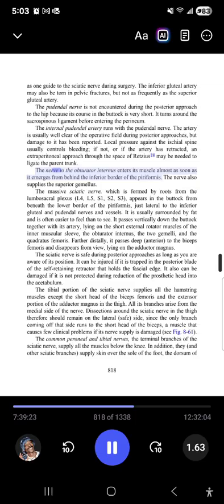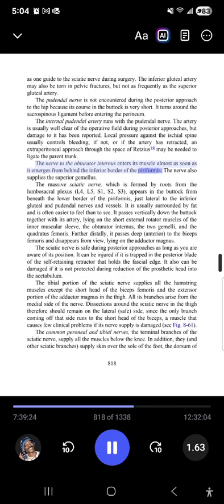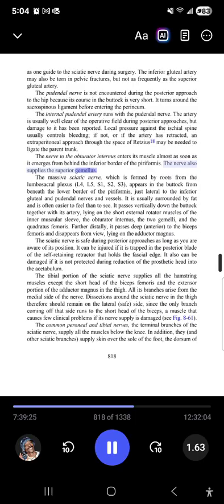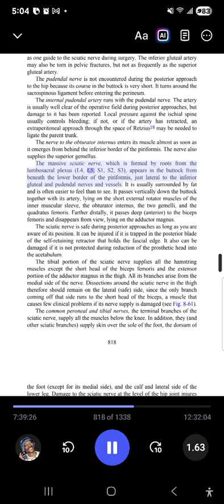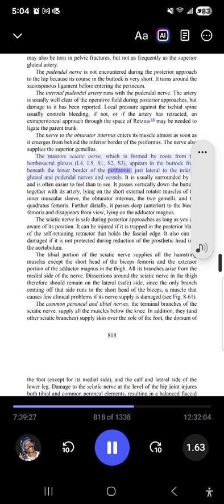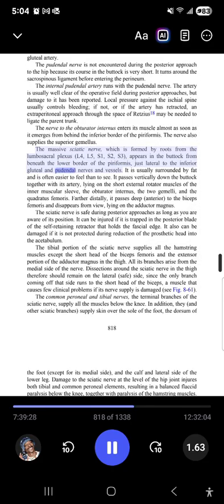The nerve to the obturator internus enters its muscle almost as soon as it emerges from behind the inferior border of the piriformis. The nerve also supplies the superior gemellus. The massive sciatic nerve, which is formed by roots from the lumbosacral plexus L4, L5, S1, S2, S3, appears in the buttock from beneath the lower border of the piriformis, just lateral to the inferior gluteal and pudendal nerves and vessels. It is usually surrounded by fat and is often easier to feel than to see.